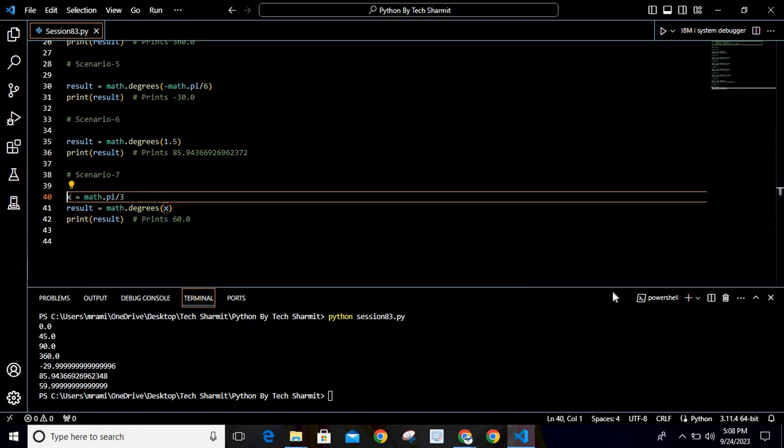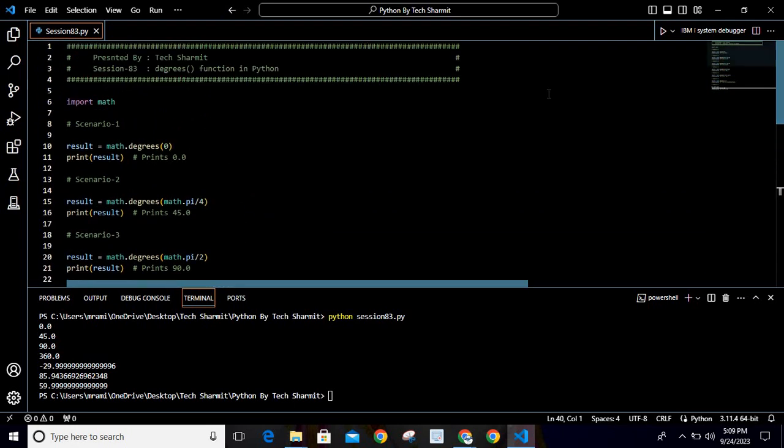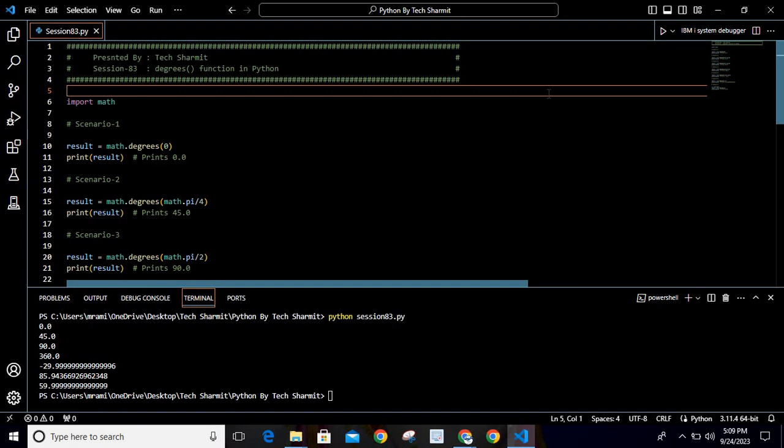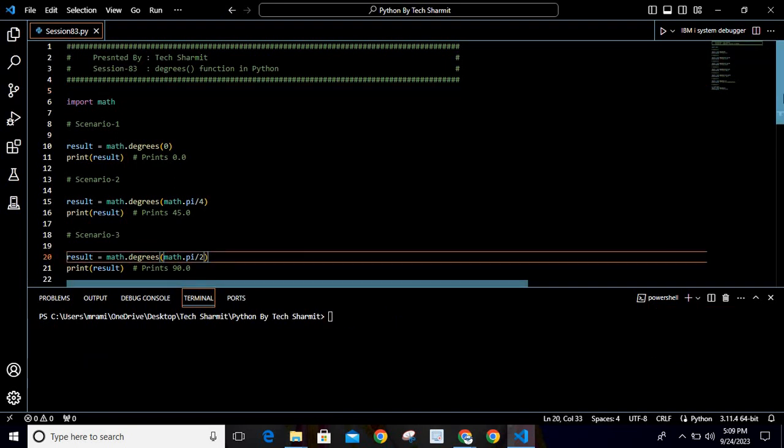So this is how we can utilize this function degrees, and it is mainly used for calculating the degrees of the equivalent radians. So yeah, that's all for this session. I hope it is clear to all of you.